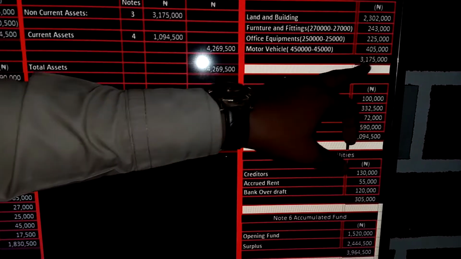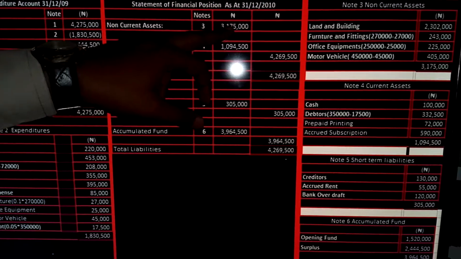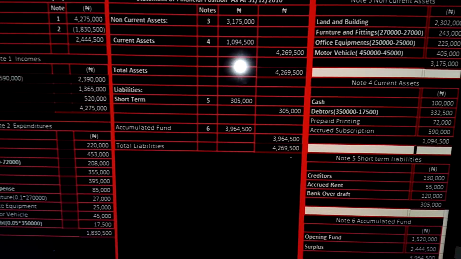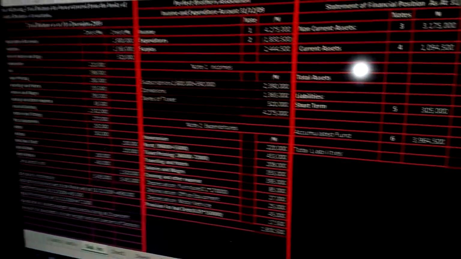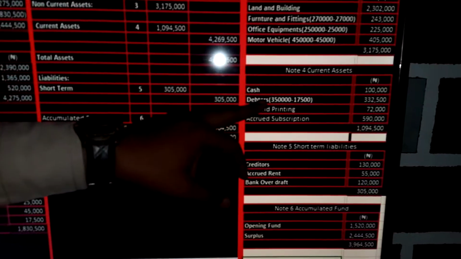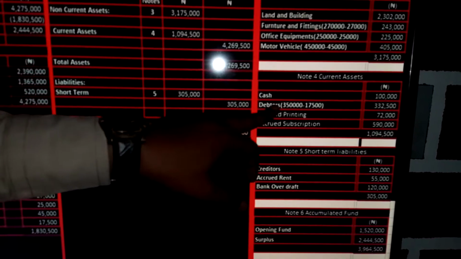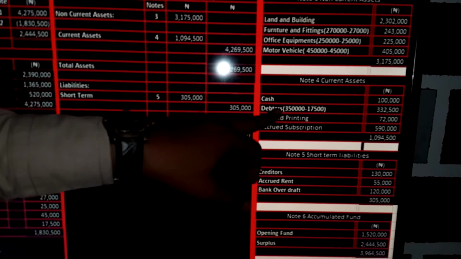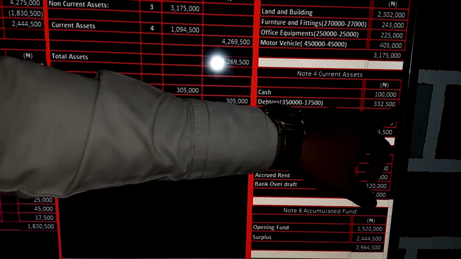When you add all together, you have 3,175,000. That's what you have here as your non-current assets. 3,175,000. So what are your current assets in the question? We have cash. Cash in the question here is 100,000. We have debtors. Remember, we make provision. So I told you after recognizing an increase in provision as an expense, the provision at the end of the period reduces your debtors. So 350 minus 17,500 will give you 332,500.